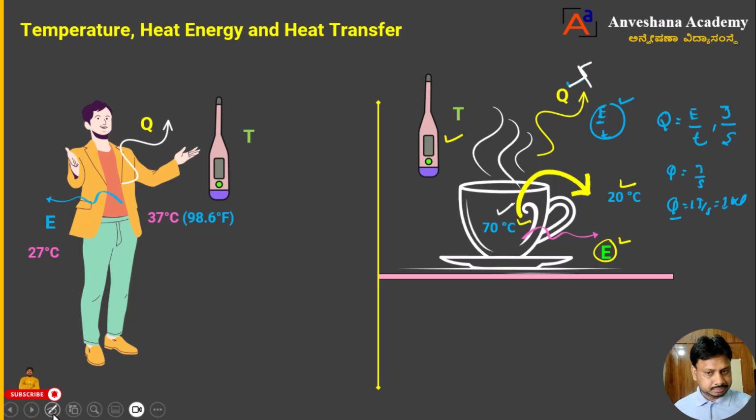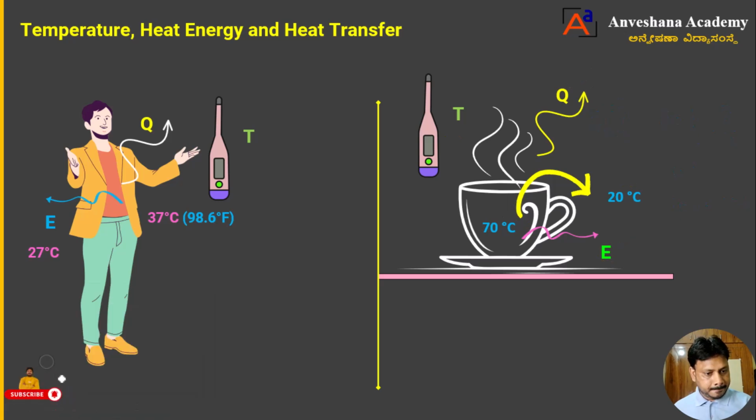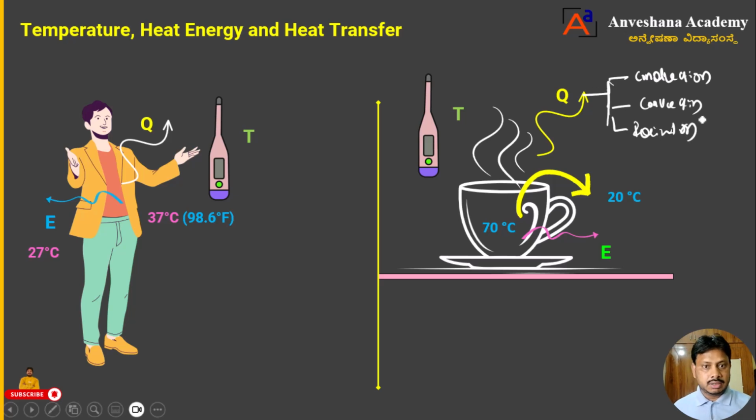Heat is going to transfer in 3 ways, dear students. What are those? First one, conduction mode. The heat is going to transfer from the system to the surrounding, per unit time, in 3 ways: conduction, convection, and radiation. These are nothing but the modes of heat transfer that we can see here, dear students.